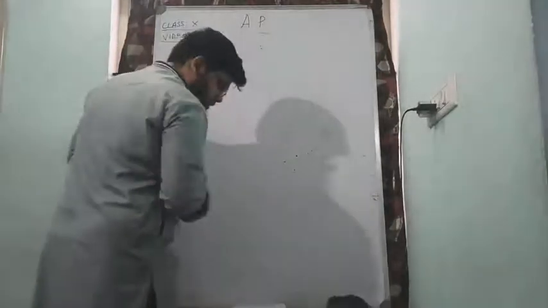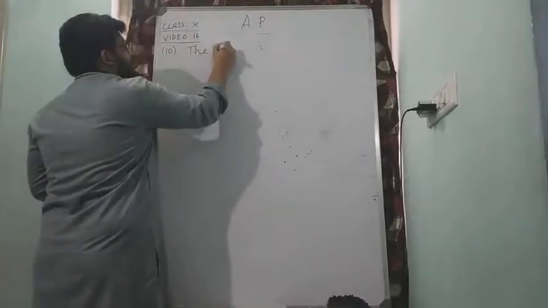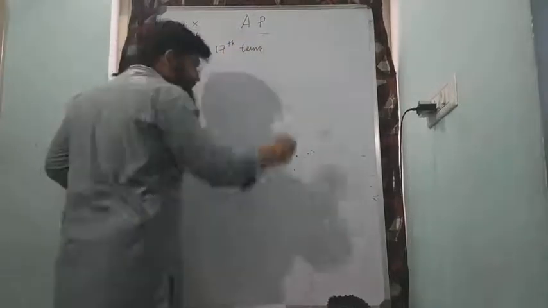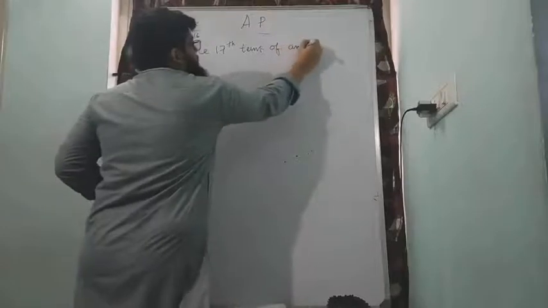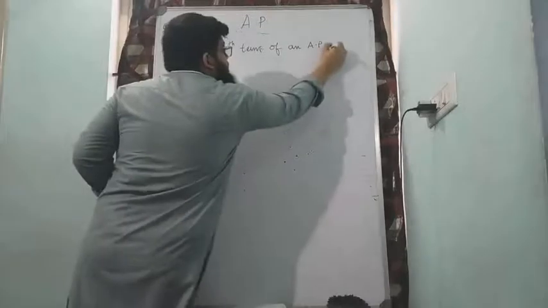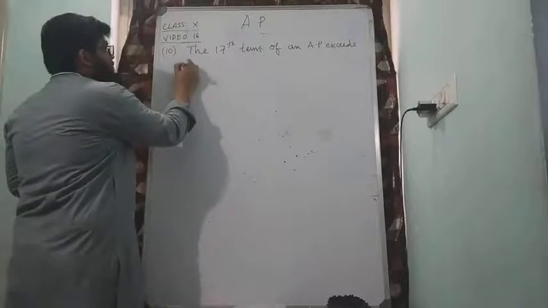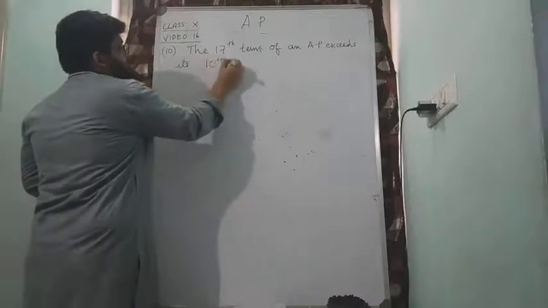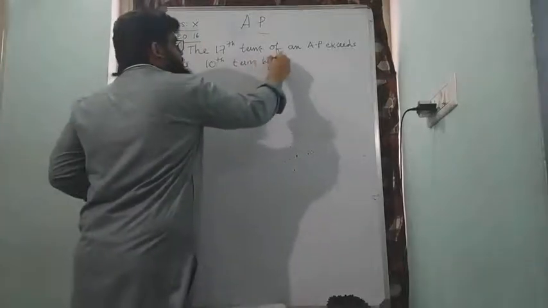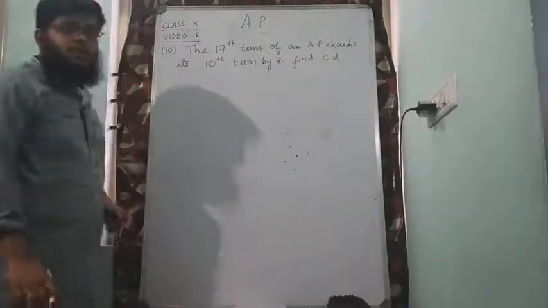So the next question is, the 17th term of an AP exceeds its 10th term by 7, find the common difference. Okay.